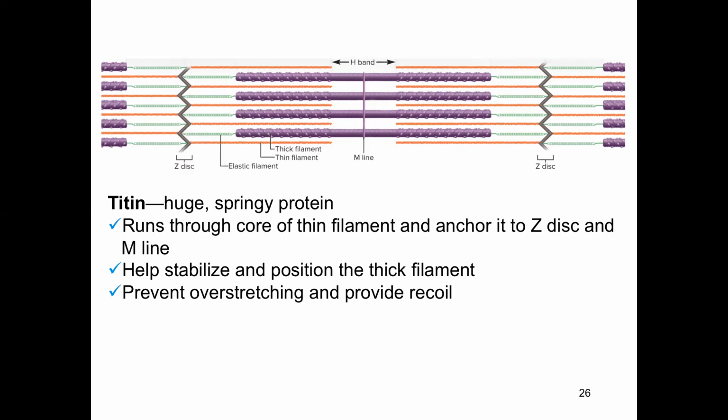And it also, you can see it, because it runs through the core of the thin filament as well, all right? So that then keeps everything aligned, all right? So titin, a huge springy protein, runs through the core of the thin filament, anchors it to the Z disc and the M line, all right? And it helps to stabilize the positioning of the thick filament, all right? And then it also helps prevent overstretching, right? So that's the other thing that it does. So that's titin.